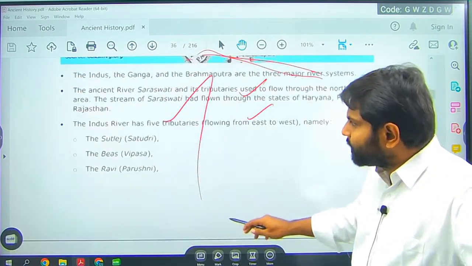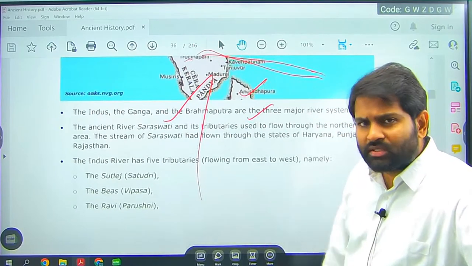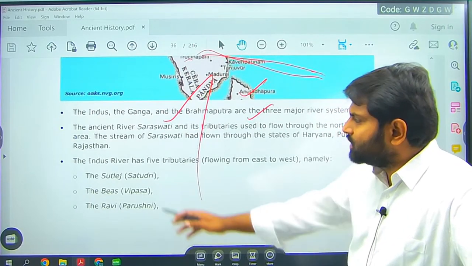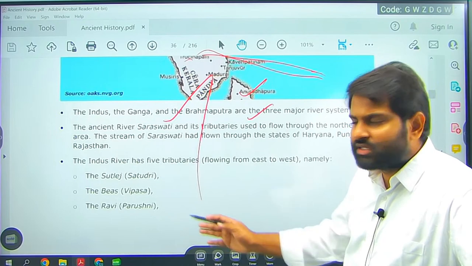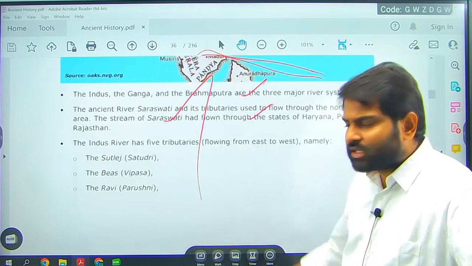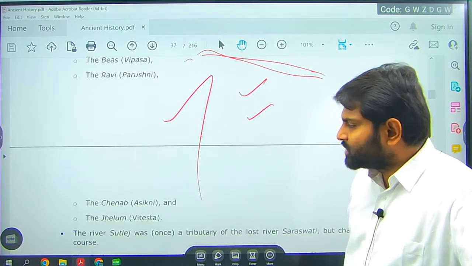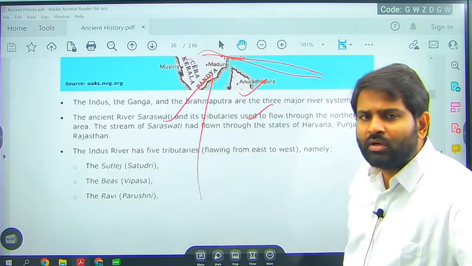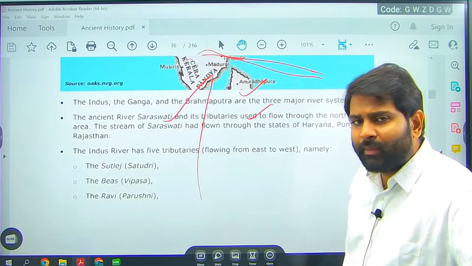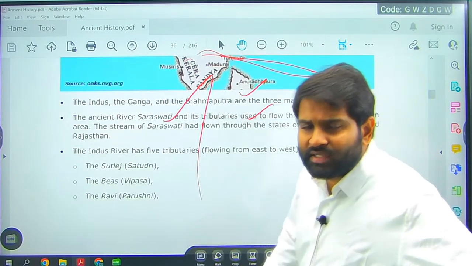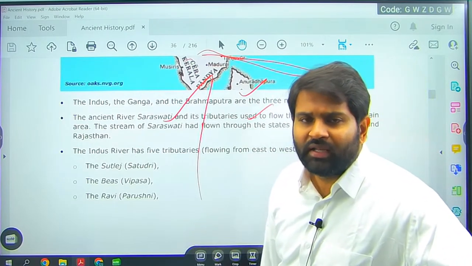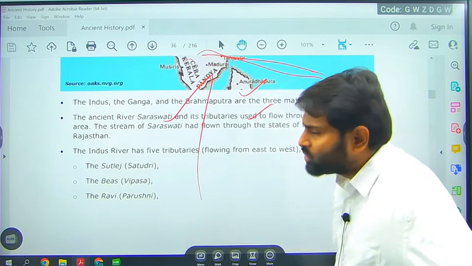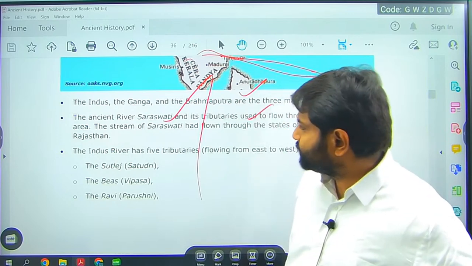Those rivers, at present, we call them: Shutudri is called Satluj, Vipas is called Beas, Parushni is called Ravi, Askini is called Chenab, and Vitasta is Jhelum. You should remember them from north to south and east to west, because this is fertile land for us. And this is also the lab of the Green Revolution.